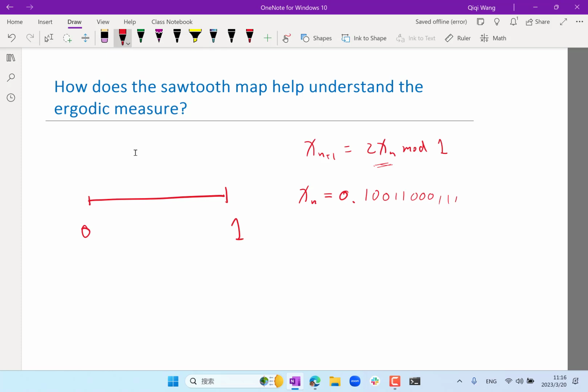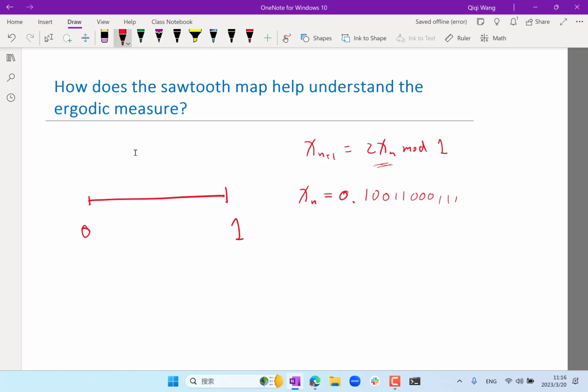Then how likely is it to be exactly 0.1? Again, it's going to be 0. How likely is it going to be 0.01? Again, the likelihood is 0. So basically, for every finite precision number, the likelihood of you getting that number is exactly 0.